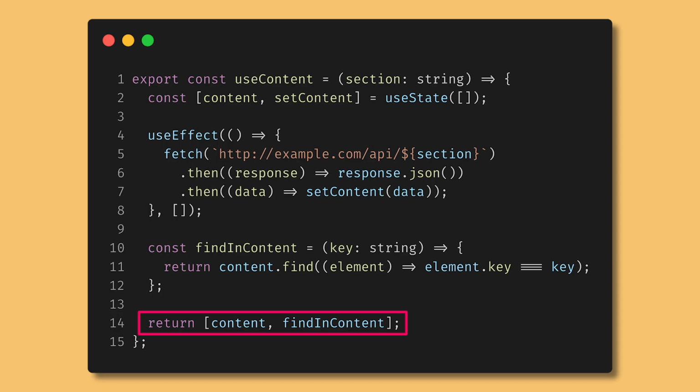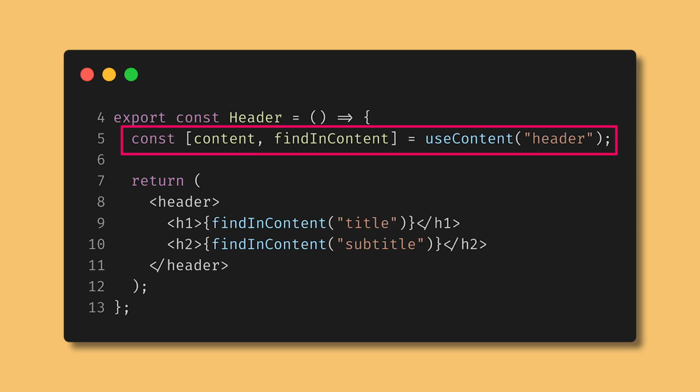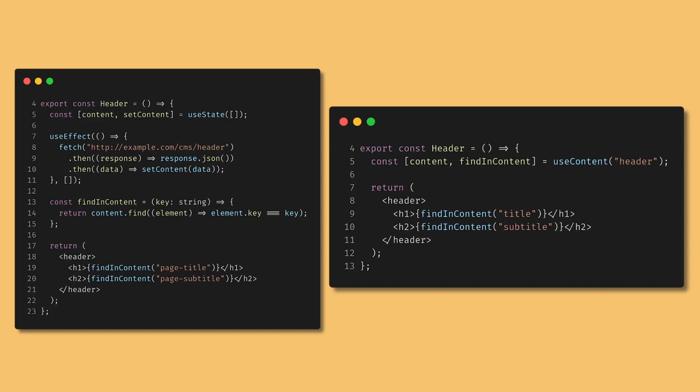We can make our helper function available to components by returning it alongside content, in the component that looks like this. If we compare the header that we started with to the header we ended with, it's easy to see the improvement. If you find yourself duplicating code in components, you should ask yourself, is this a place where I can use a custom hook to clean up some of the complexity?